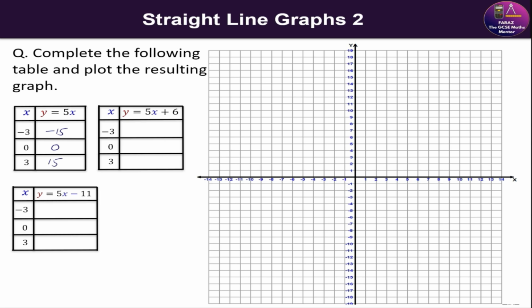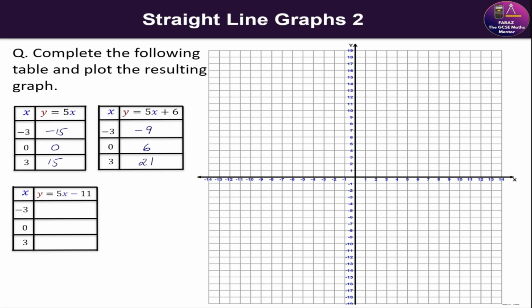Alright, let's do this one. Y equals 5x plus 6. It means you have to do negative 15 plus 6. Negative 15 plus 6 means subtraction. So 15 minus 6, that would be 9 with the negative sign. 5 times 0, that would be 0 plus 6. Therefore, that is 0, 6. And then 5 times 3 is 15. 15 plus 6, that is 21.